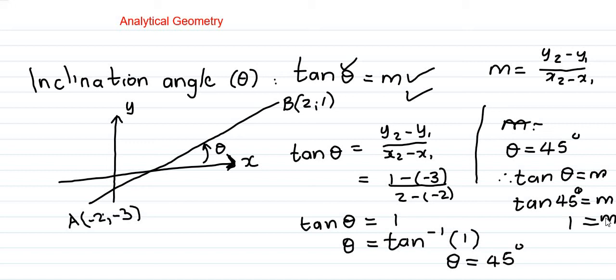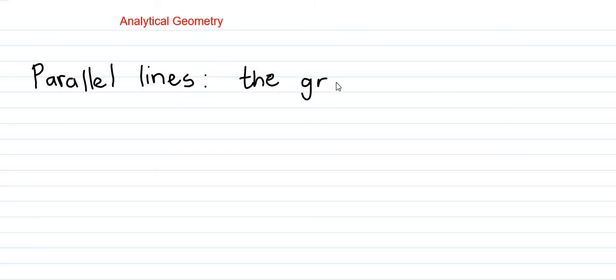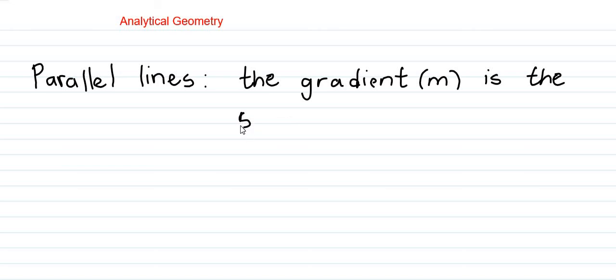Right, so we are now going to move to parallel and perpendicular lines. So here we have parallel and perpendicular lines, it's nothing new. We start with parallel lines. So parallel lines are lines that have the same gradient. So the gradient of line A1 is equal to the gradient of the other line. The gradient is the same.